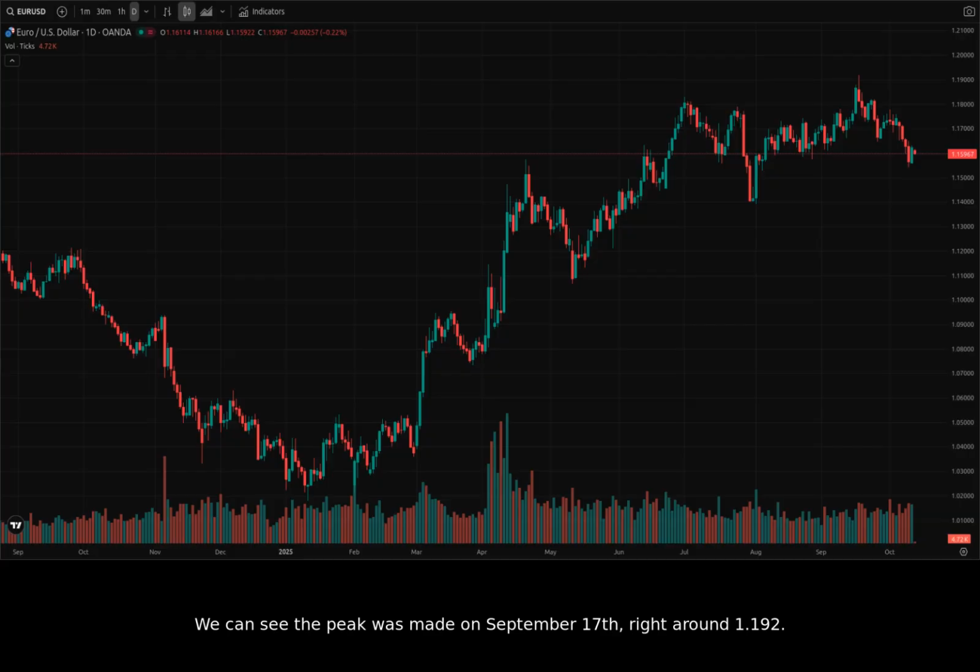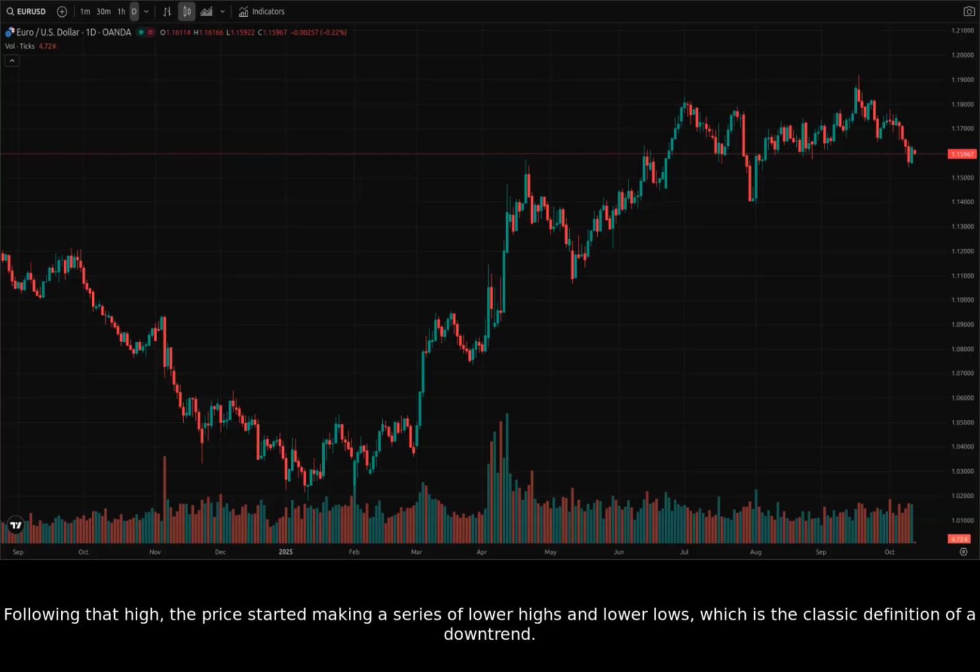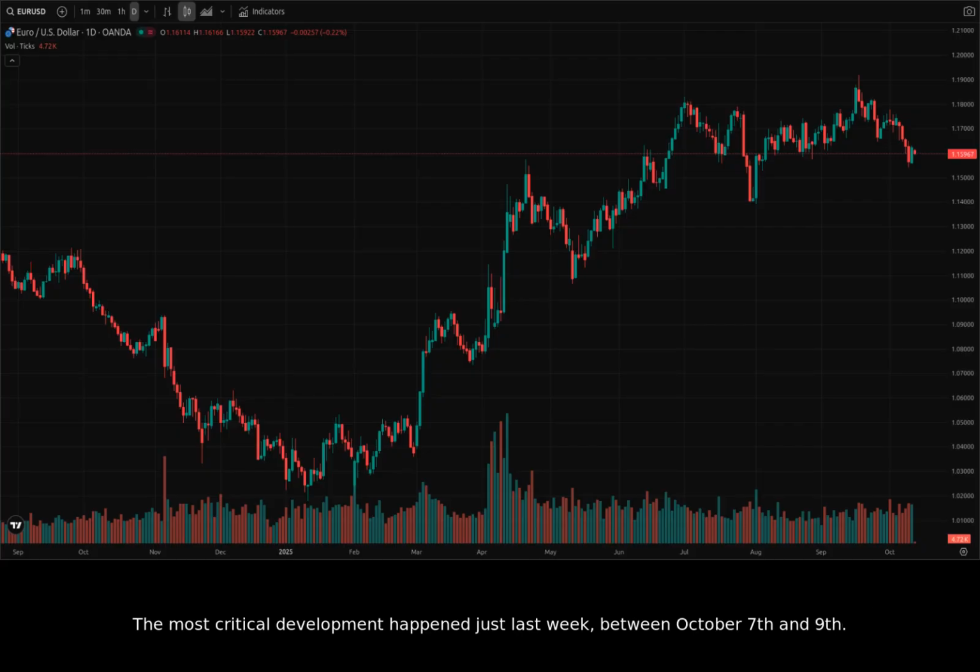We can see the peak was made on September 17th, right around 1.192. Following that high, the price started making a series of lower highs and lower lows, which is the classic definition of a downtrend. The most critical development happened just last week, between October 7th and 9th. The price sliced through a major support zone that had been established around the 1.1680 to 1.1700 area. This breakdown below 1.1680 is technically very significant and bearish.